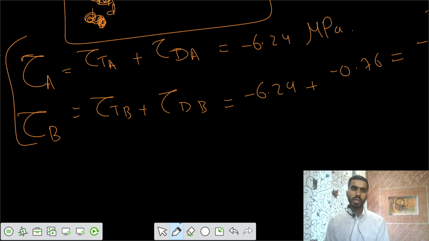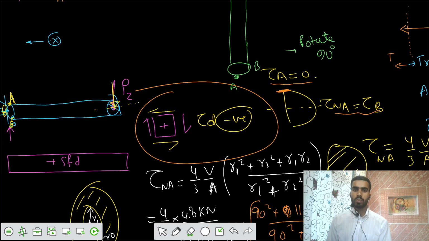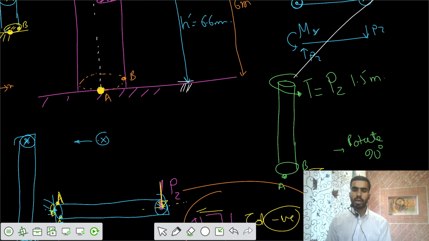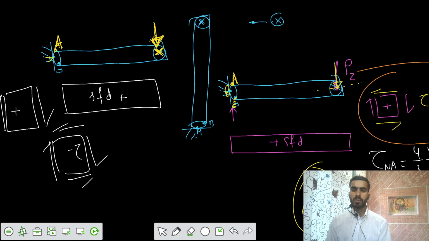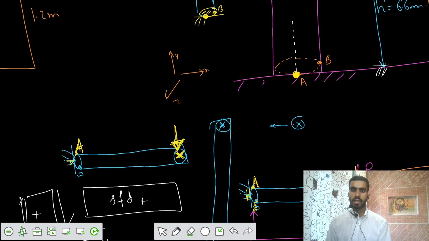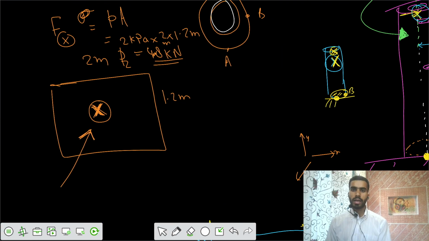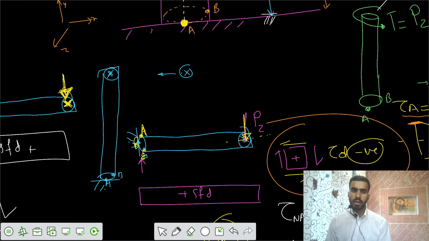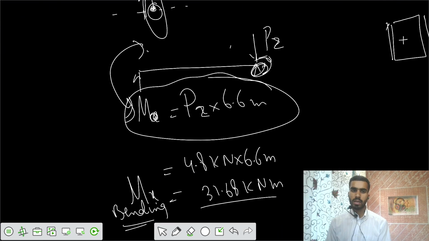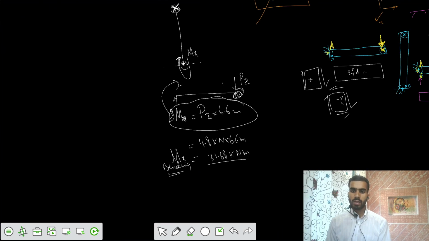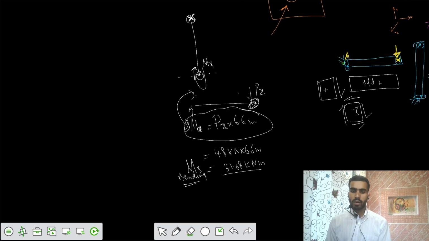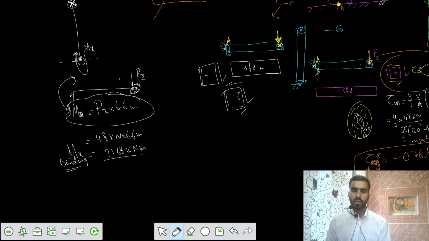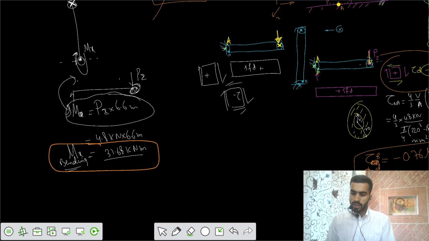So we got the shear stresses. Now we want to say what are the normal stresses we have at point A and point B. We had some value of moment, which we calculated. Why do we have that? Yeah, this one. This was our calculation. The moment we developed, moment Mx, equals 31.68 kilonewton meter.